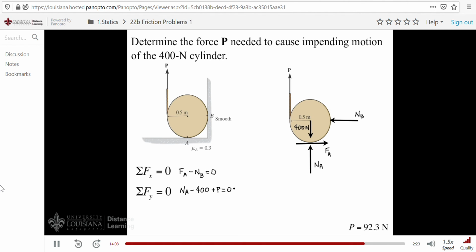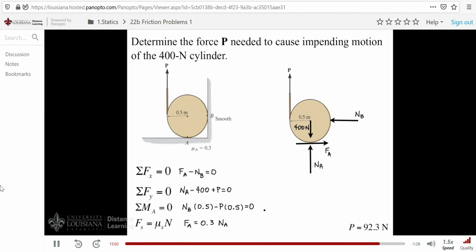We'll take moments around point A in order to eliminate the 2 forces down here, and also the weight, of course. We have n sub B times 0.5, and we have minus P times, again, 0.5. All this equals 0. And finally, we'll write our friction equation between NA and FA. And that, of course, gives us the following. F sub A is equal to 0.3 times NA.